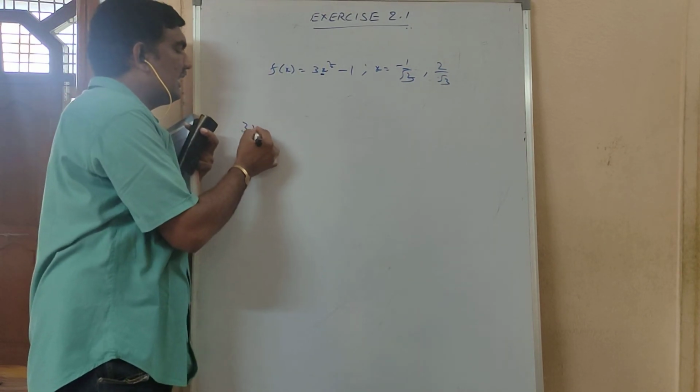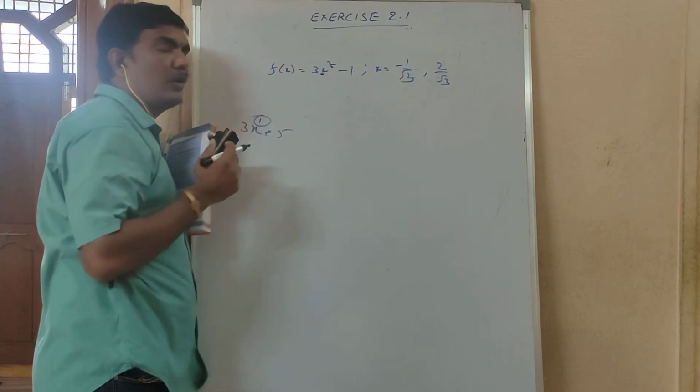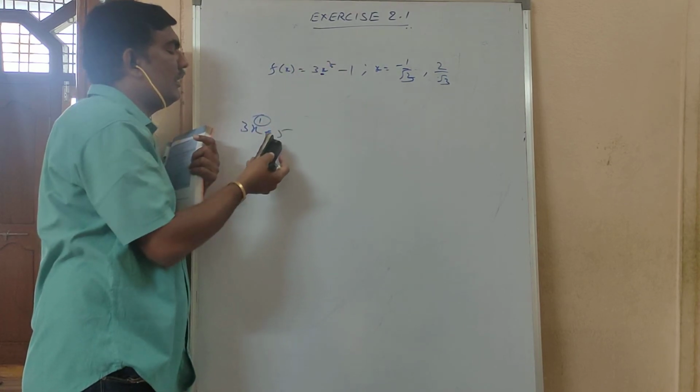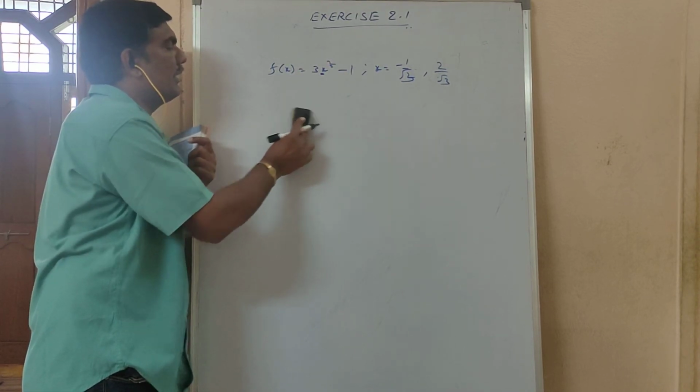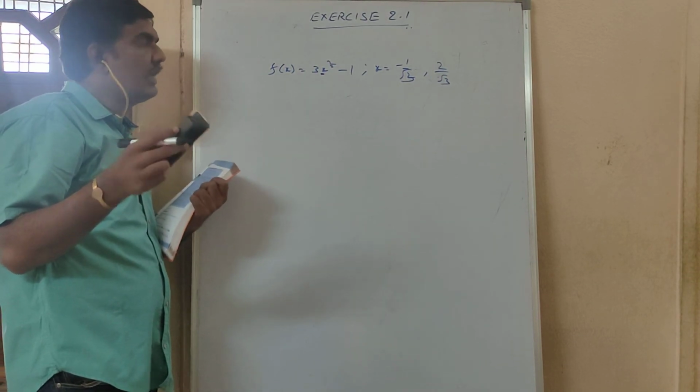Previously, in 3x plus 5, the power of x was only 1, so it will have 1 zero of the polynomial. This is a quadratic polynomial. For a quadratic polynomial, 2 zeros of the polynomial will be there. For cubic, 3. For biquadratic, 4, like that.